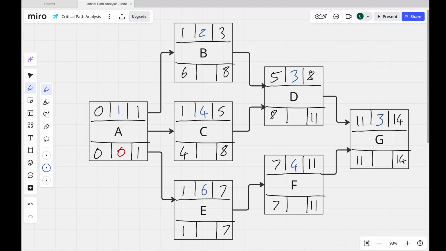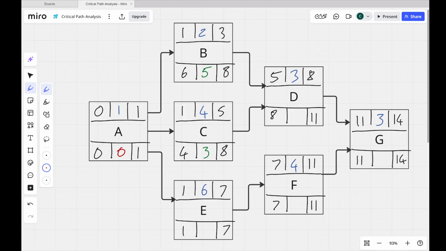So if we do the same thing for task B up here, 6 minus 1 equals 5. If I do it a different way, so compare the finishes, 8 minus 3 equals, well, 5. So yeah, it shows that the maths is right. So the total float for task B is 5 days. 6 minus 1 is 5. Same for C. So 4 minus 1 tells me we've got a total float of 3 days.